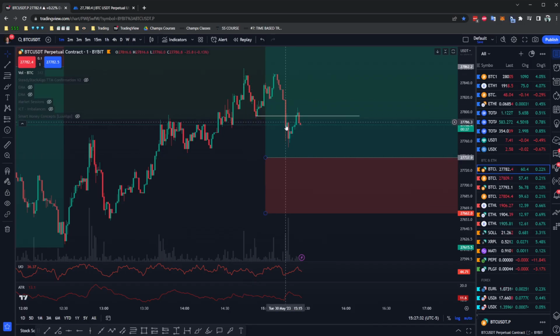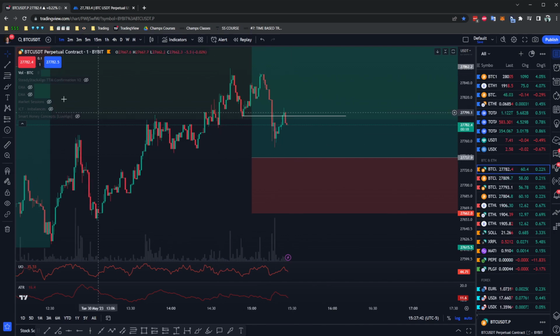So anyways, as soon as we had this candle close below, this was a break of structure. We are no longer making lower highs or higher lows. We are not making a lower low. What are we looking for?